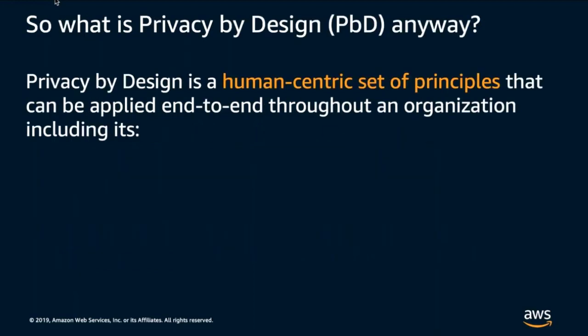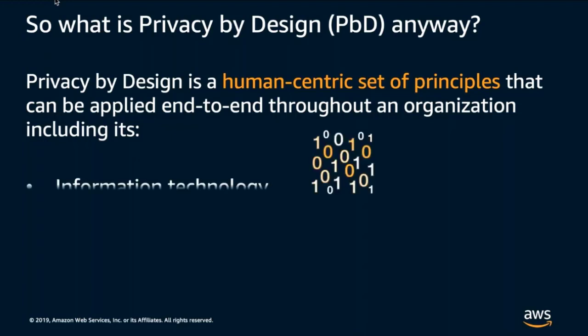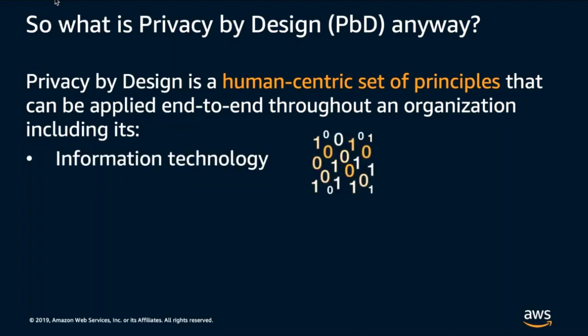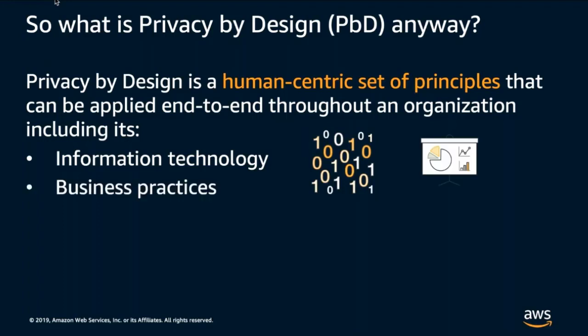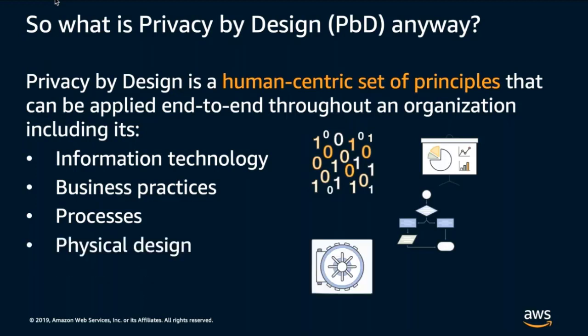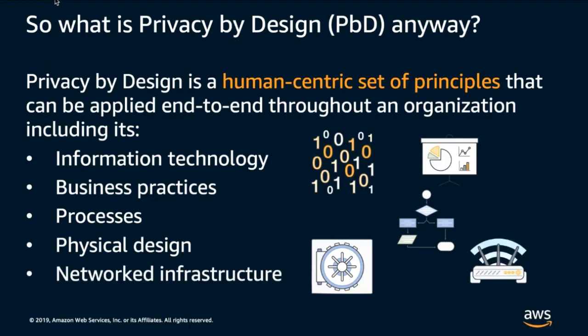So what is privacy by design? Privacy by design is a set of principles which can be applied throughout your organization. And this includes information technology, which will be our focus for today, but also includes your business practices, the processes you have within your organization. It may include the physical design of your offices, your workplace, and also includes all of the network infrastructure that you have within your organization.